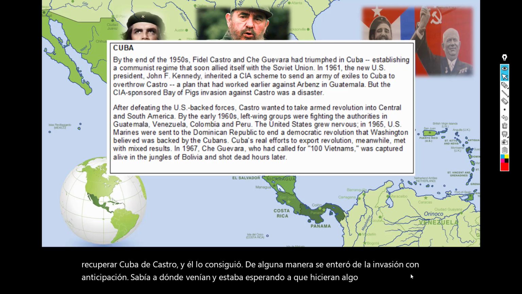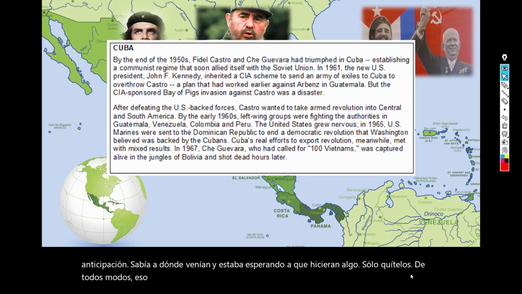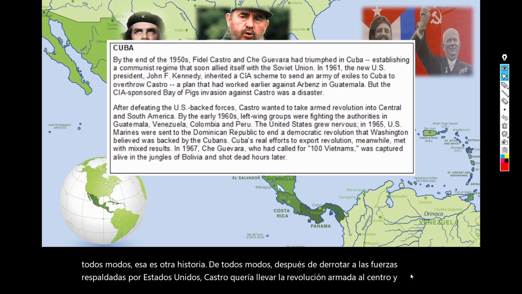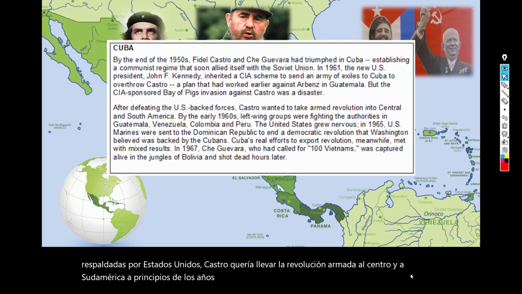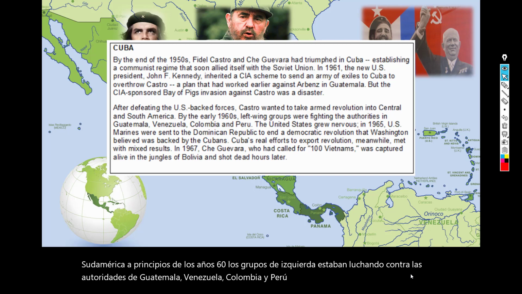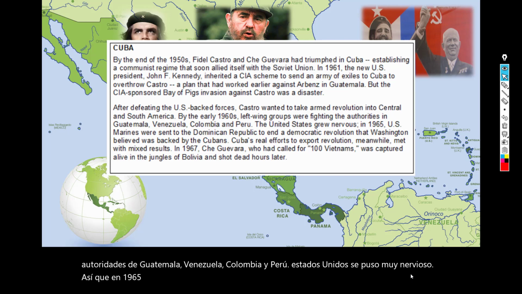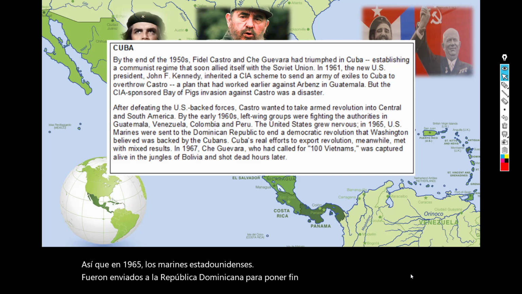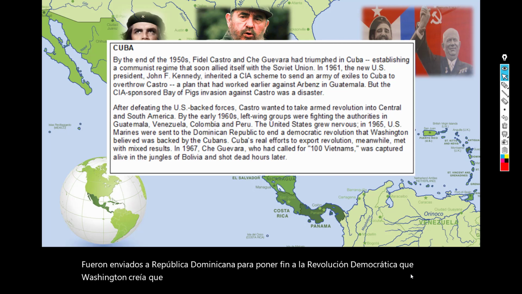Anyway, that's another story. After defeating the U.S.-backed forces, Castro wanted to take armed revolution into Central and South America. By the early 60s, left-wing groups were fighting the authorities in Guatemala, Venezuela, Colombia, and Peru. The United States grew very nervous, so in 1965, the U.S. Marines were sent into the Dominican Republic to end the democratic revolution that Washington believed was backed by Cubans. And it was. And it wasn't a very democratic revolution.